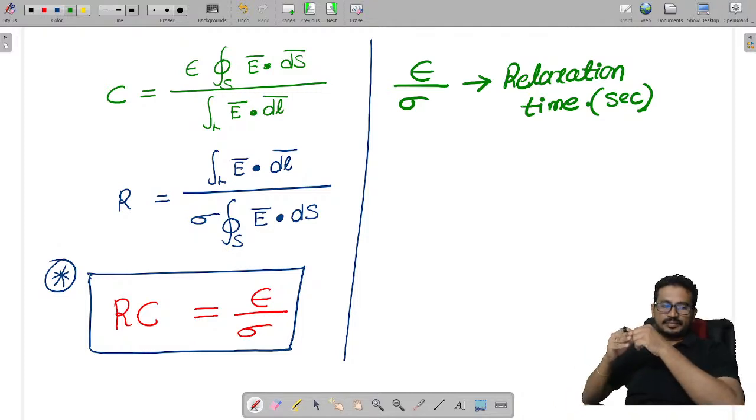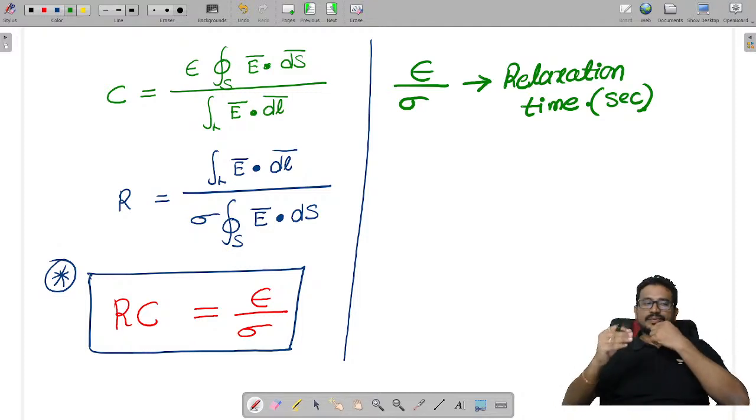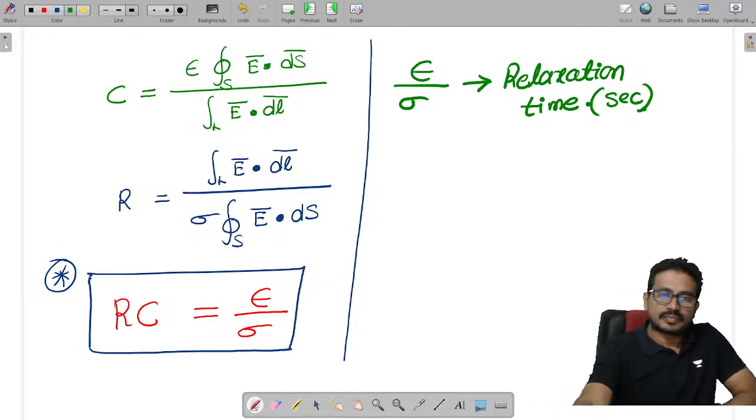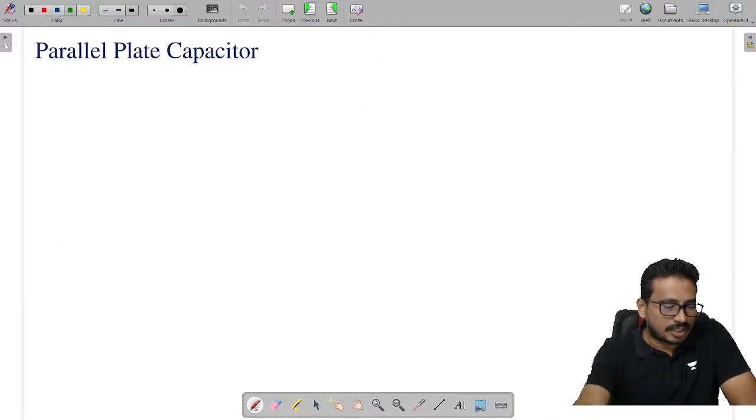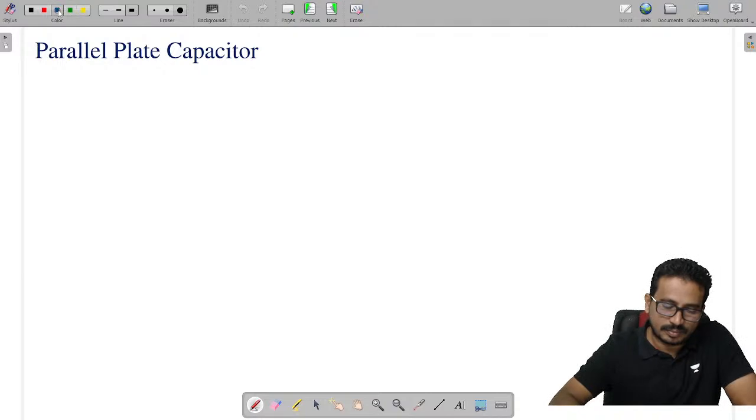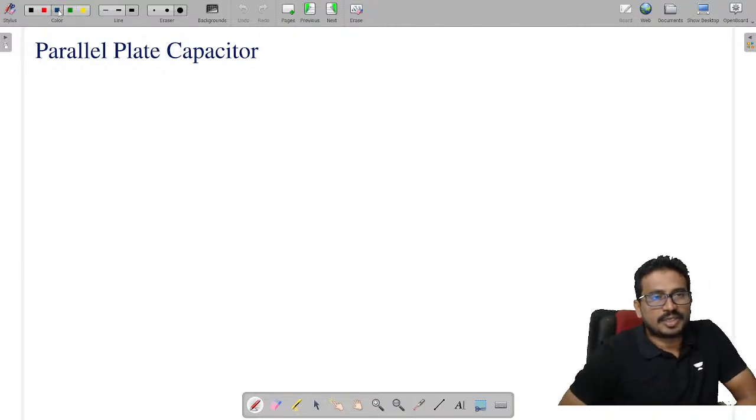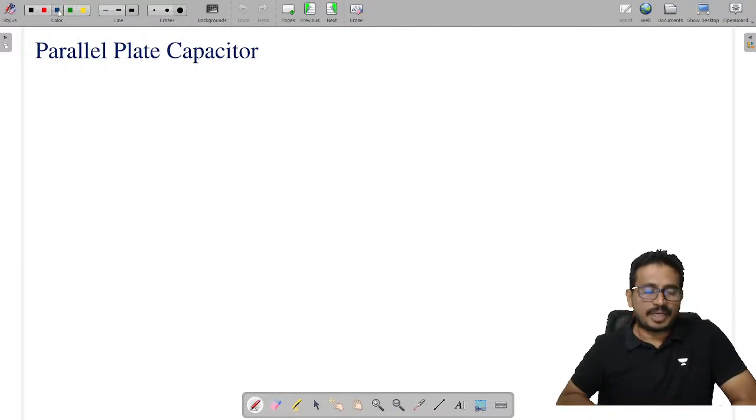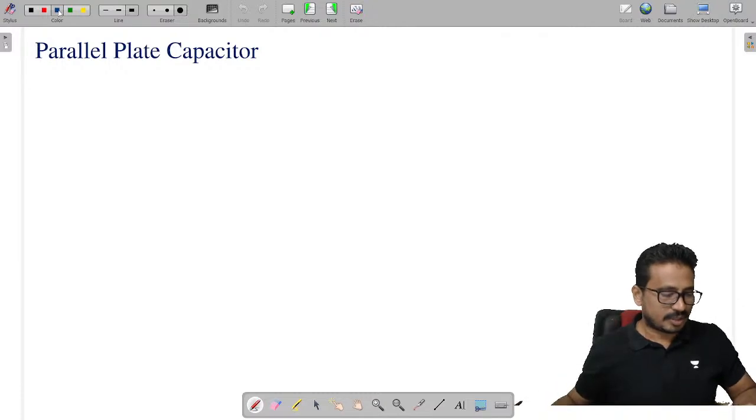Chalo, let's move on to the next one. Now let's talk about parallel plate capacitors.